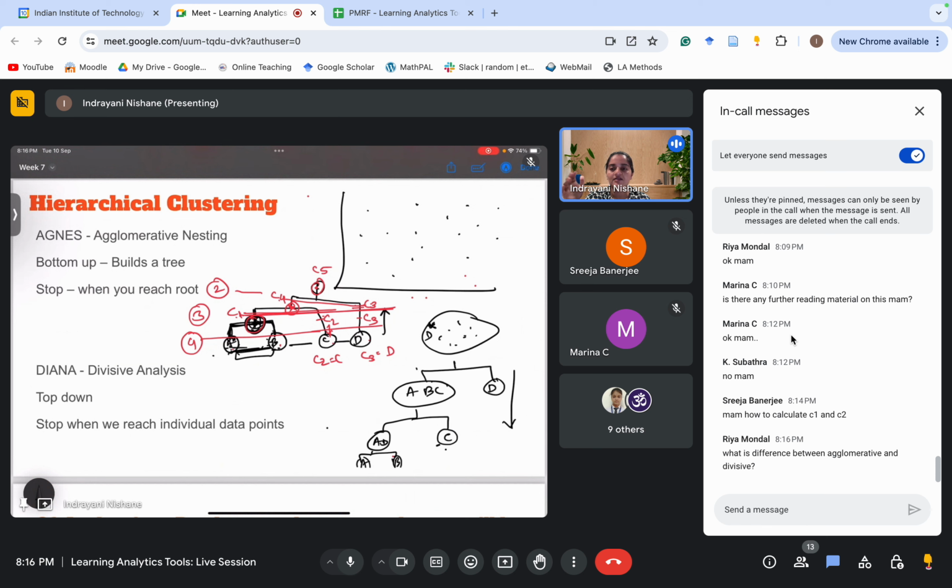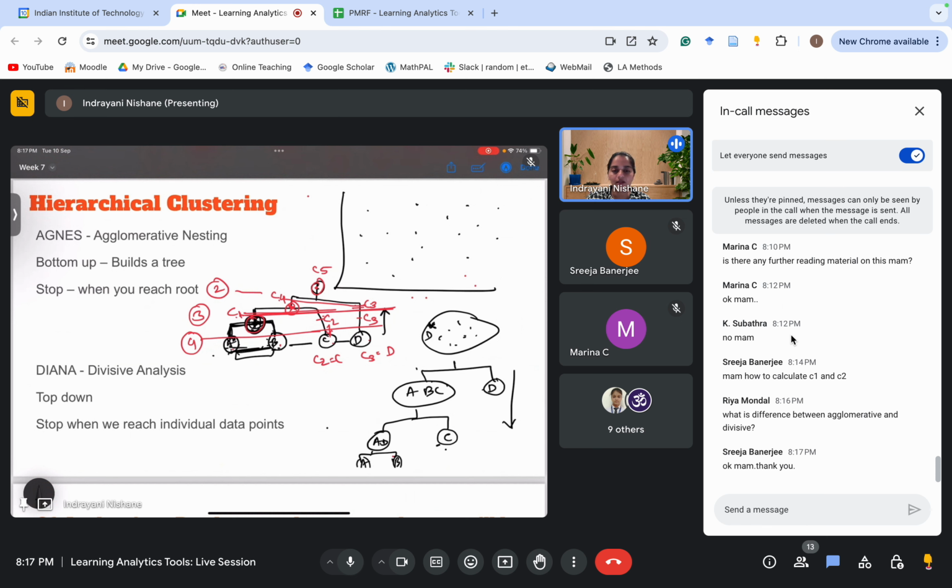And then DIANA, or divisive analysis, is a top-down approach, where we consider all the data points as one cluster and then we divide it, as the name suggests, divisive. So we are dividing it into different clusters. The data points which are together, where the distance is less, are clubbed in one cluster. And here we separate the data point which is farthest from all other data points, and we go on doing it until each data point is in one single cluster. So that's the difference between agglomerative and divisive analysis.